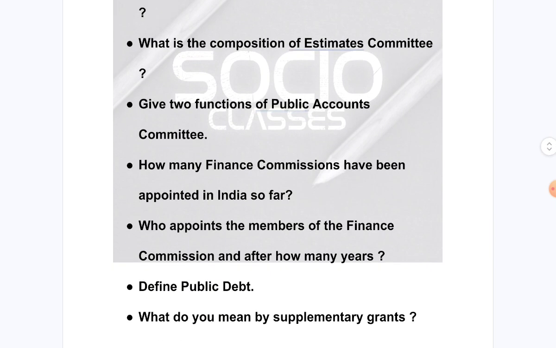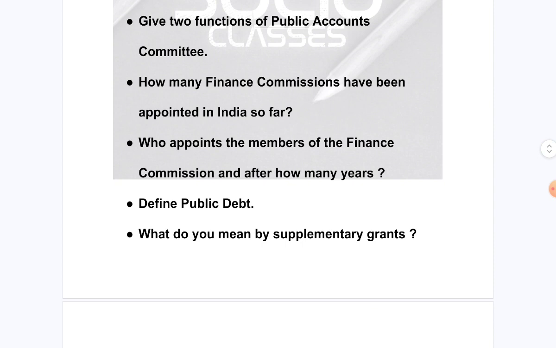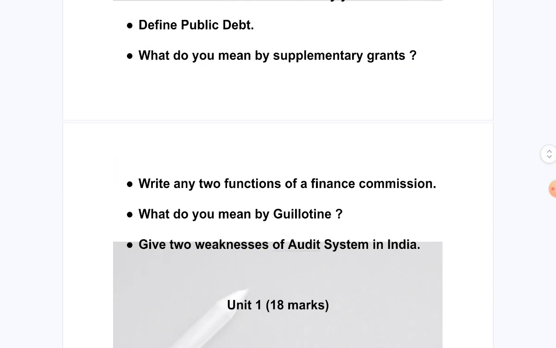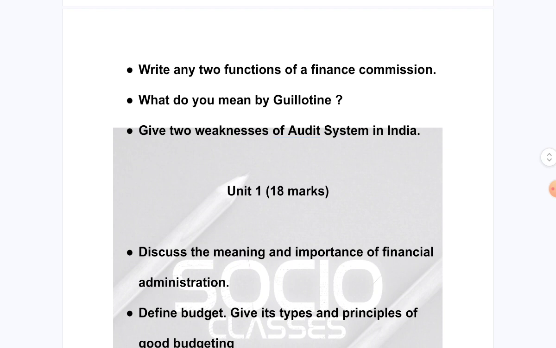Give any 2 functions of Public Accounts Committee. How many finance commissions have been appointed in India so far? Who appoints the members of the Finance Commission and after how many years? Define public debt. What do you mean by supplementary grants? Write any 2 functions of a finance commission. What do you mean by guillotine? Give 2 weaknesses of audit system in India.